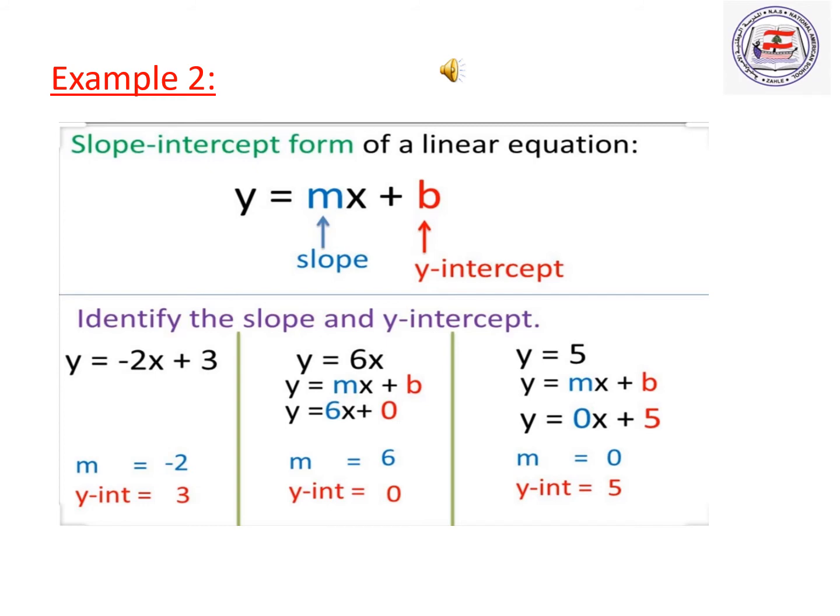Case 3, y equal 5. It's a horizontal line. y equals 0x plus 5. So the slope is 0 and the y-intercept is 5. This line crosses the y-axis at 5.